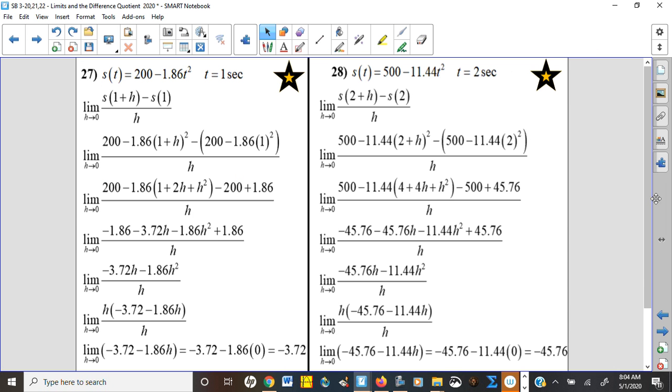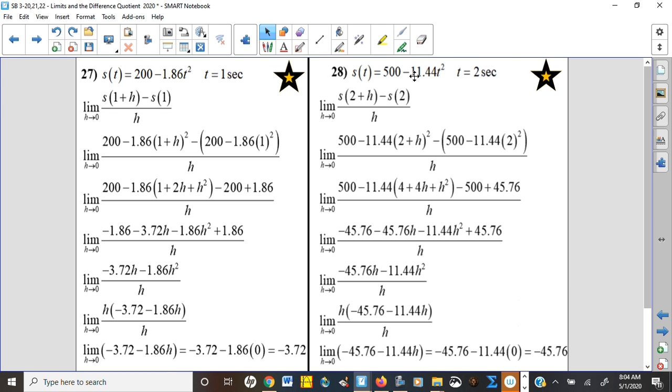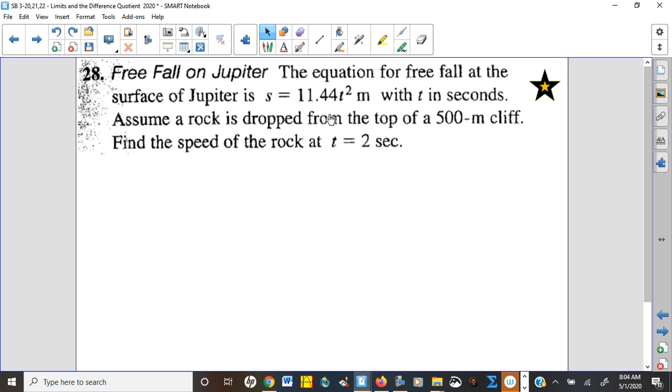Yeah, negative 3.72, which means it's falling at a speed of 3.72. 28 is the same problem, just with different numbers. And you'll probably want to use a calculator because the numbers were a little bigger with the 11.44, which is an ugly one. But I think they were trying to be accurate in a sense of being the actual gravitational constant on Jupiter. That's how fast the acceleration is on Jupiter.